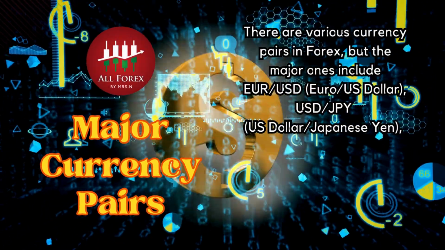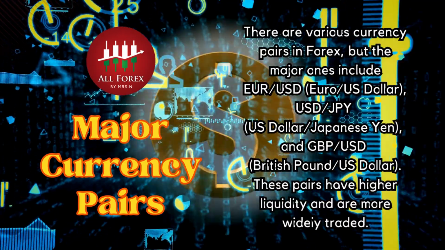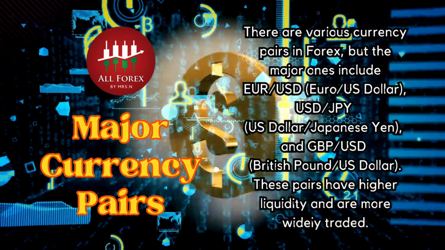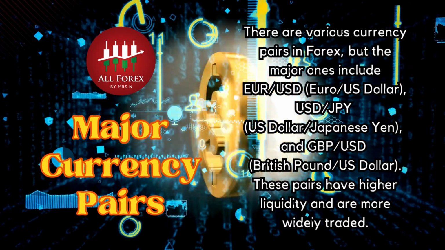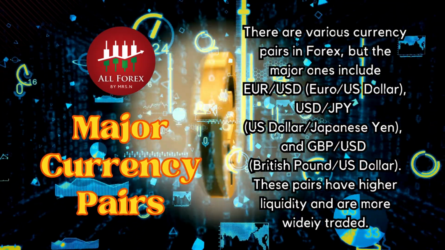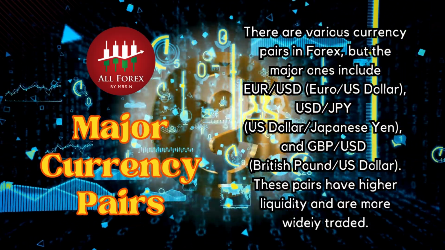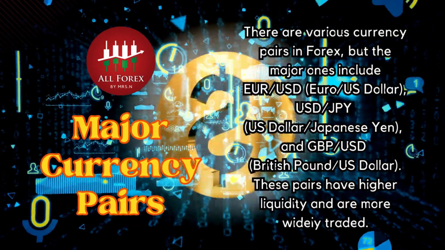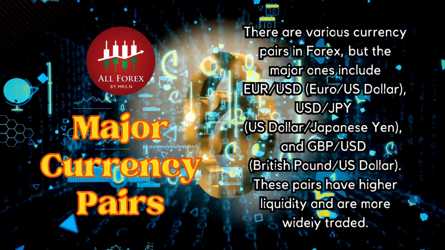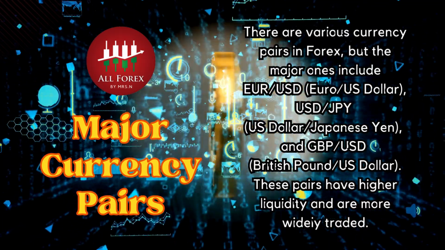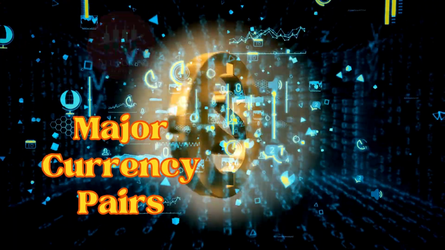Major currency pairs. There are various currency pairs in Forex, but the major ones include euro to US dollar, EUR/USD, US dollar to Japanese yen, USD/JPY, and pound sterling to US dollar, GBP/USD. These pairs have higher liquidity and are more widely traded.